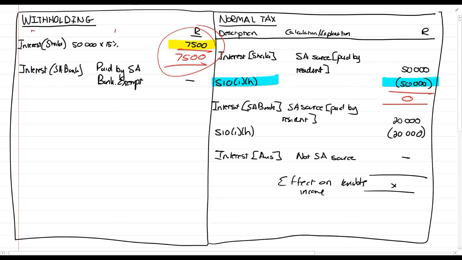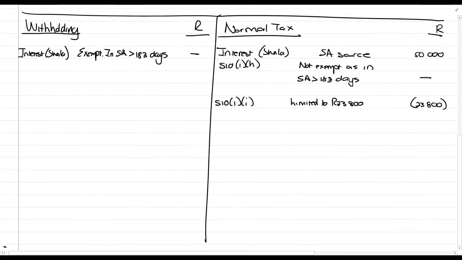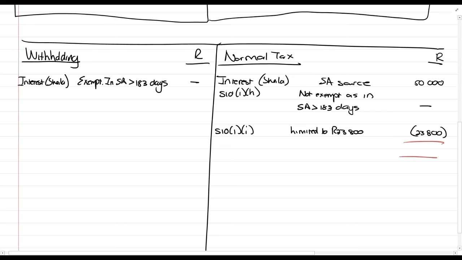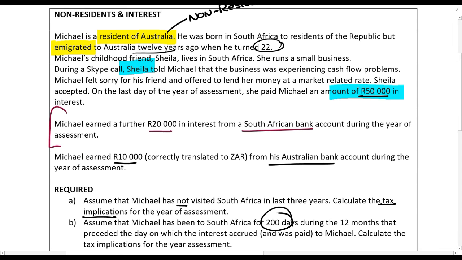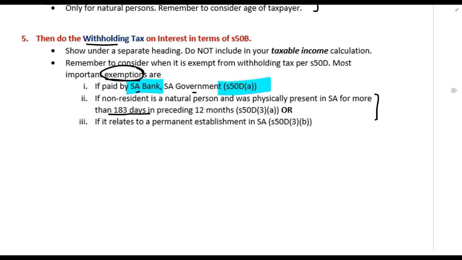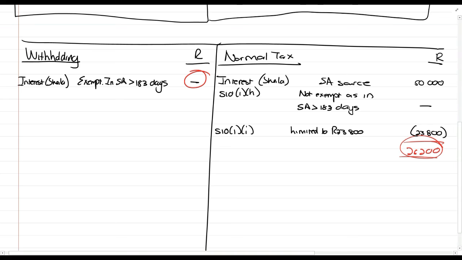So you get taxed in one place. That's why it's considered the final tax. Here, there's a net amount of 26,200, but there's no withholding tax, so you only get taxed here. Doesn't always work, as I'll show you in the next one, which is the interest from the bank of 20,000 rands. Now, look at the interest from the bank.